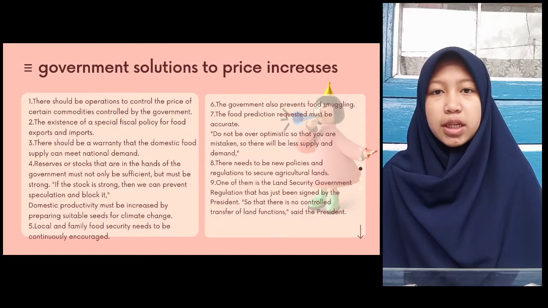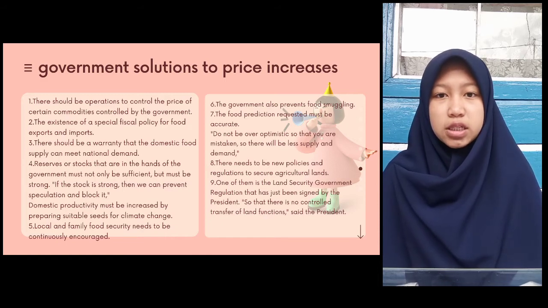The fourth will explain about solutions to increasing food prices by Keysa Utami.